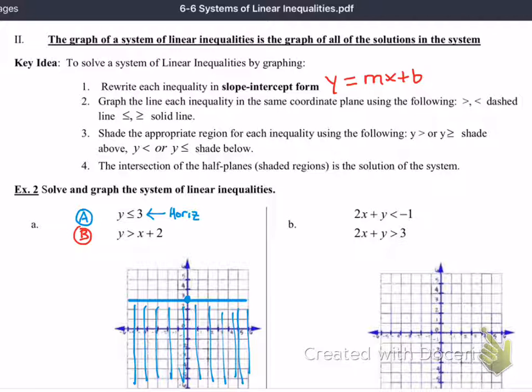For line B, we have y is greater than x plus 2. My y-intercept is 2, so I'm going to put a y-intercept at 2. My slope is 1 over 1, so I'm going up 1 to the right 1, up 1 to the right 1, up 1 to the right 1. Since there is no equal sign, there's going to be a dotted line. Y is greater than x plus 2, and so I'm going to shade it going left and right.